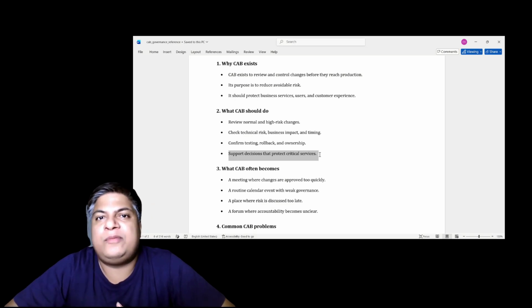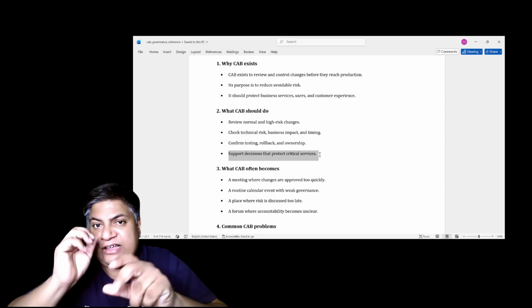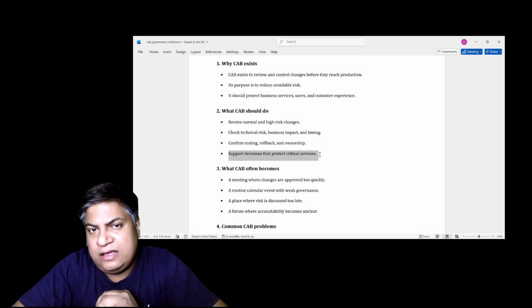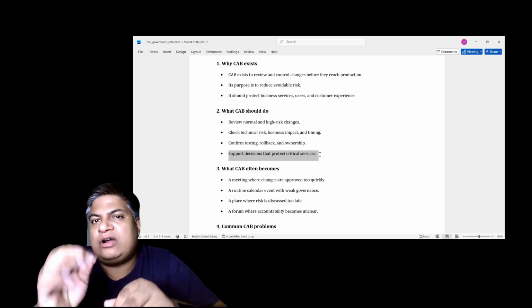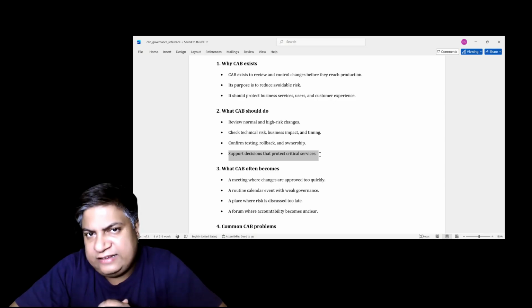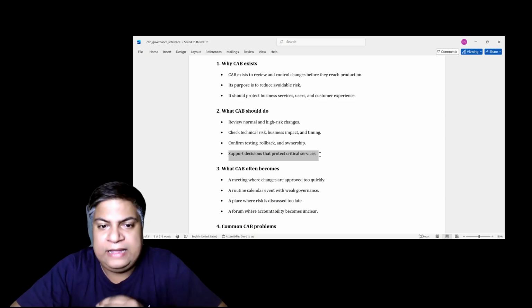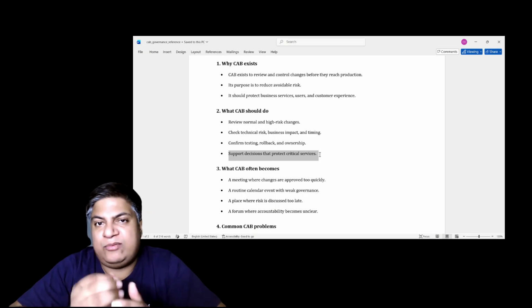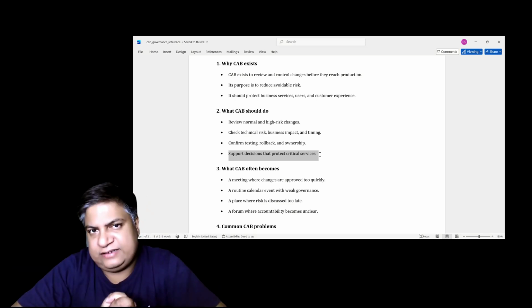Okay, let's say for banking, if you are making a change in the banking application, it is hugely critical, because if anything happens to that particular app, people are not able to do transactions. If they are not able to do the transactions, there is a big loss for that particular bank. So in the case of critical services, we have to be more than 100% sure, and we have to think of all the possible things.